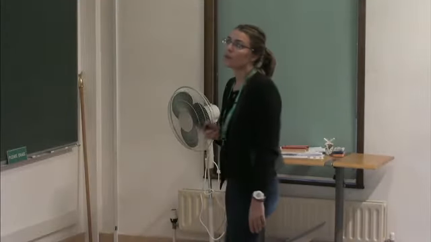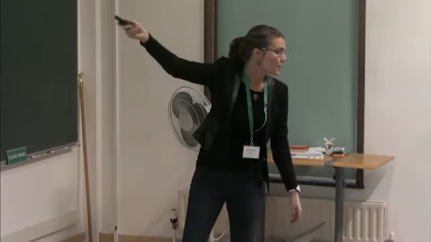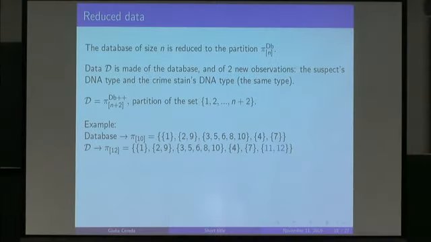Not only, in the rare type case, if this is the partition of my database, as in the example, the partition of n plus 2 will have a particular form that is 11 and 12. So the suspect type and the crime stain type are the same, so they are in the same class, and moreover they form a class by themselves because we are in this rare type case, so nobody else in the database has the same haplotype.